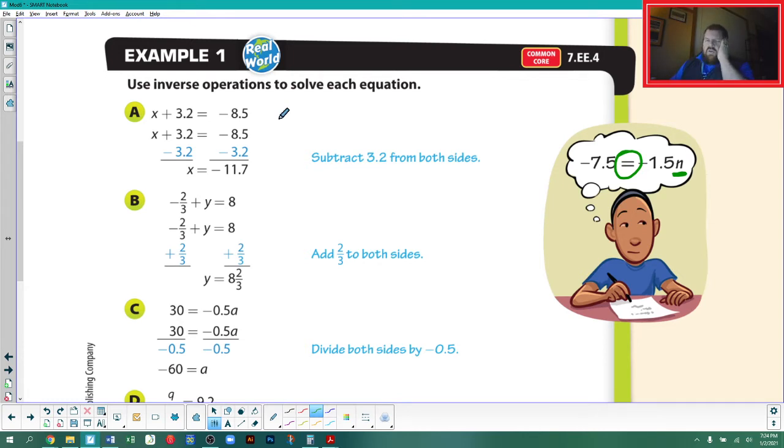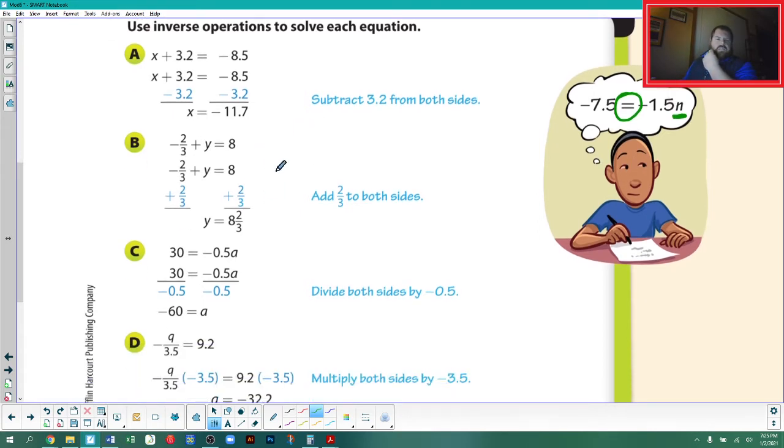So this is a great example of why this process is important. We want to undo what's happening to x. x is being added by 3.2. 3.2 is being added to x. So how do I undo that? I subtract 3.2, and I do that to both sides of the equal sign.